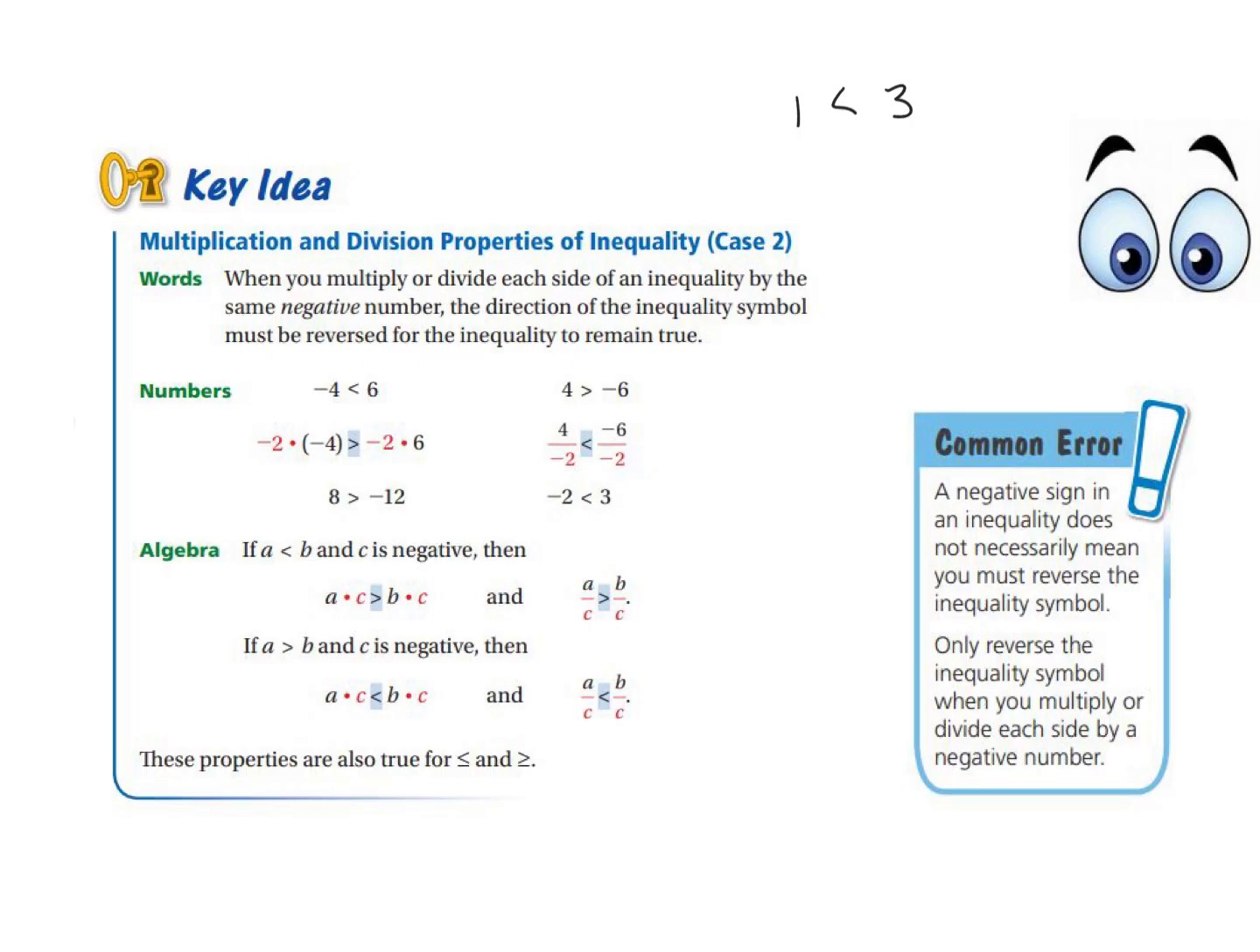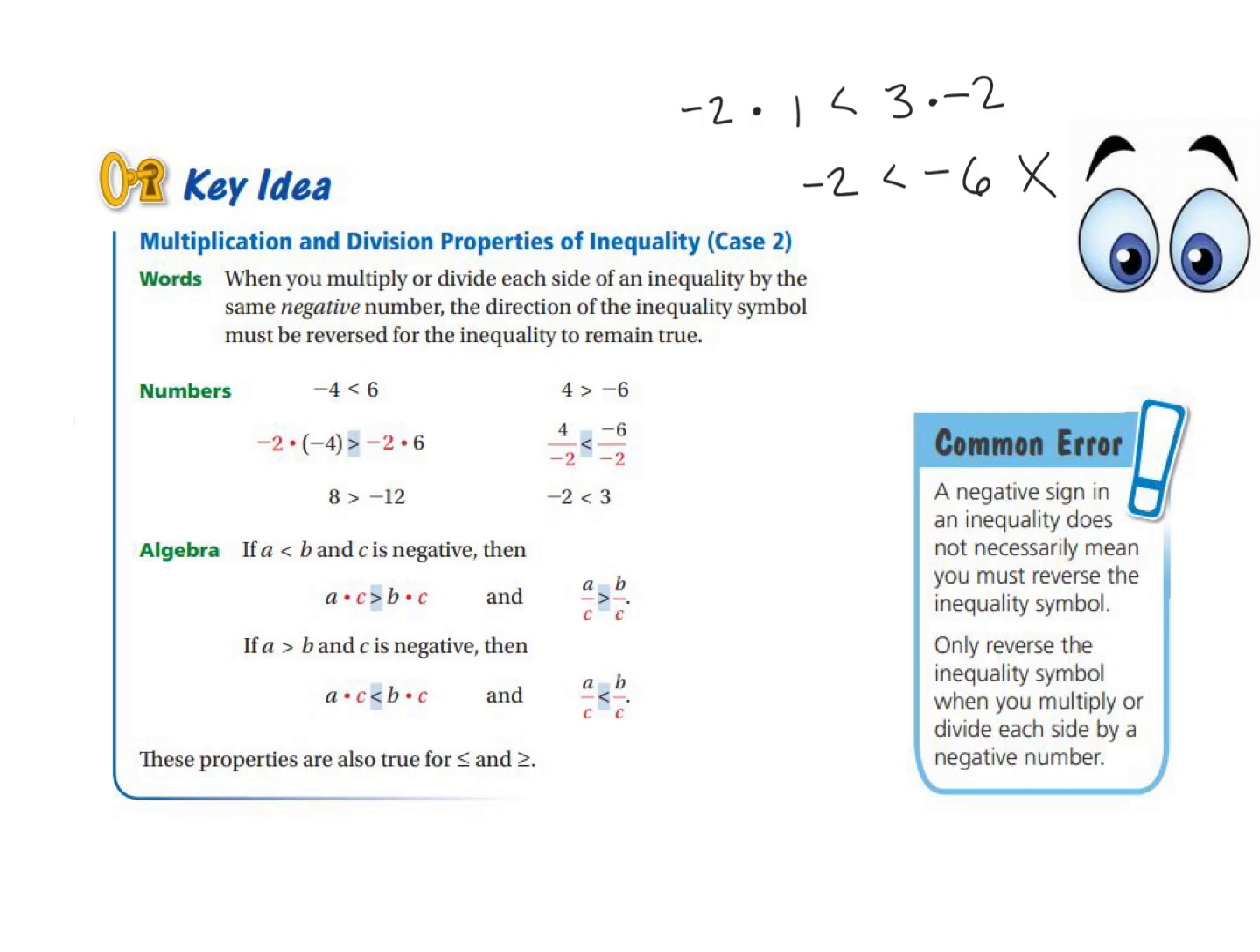If I were to multiply each of these by a negative number, say -2, then something strange happens. -2 times 1 is -2. 3 times -2 is -6. If I look at the expression -2 is less than -6, and I think about the greatest negative number being the one closest to 0, then this is actually a false statement. -2 should be bigger than -6. This is going to happen every single time you multiply or divide by a negative.